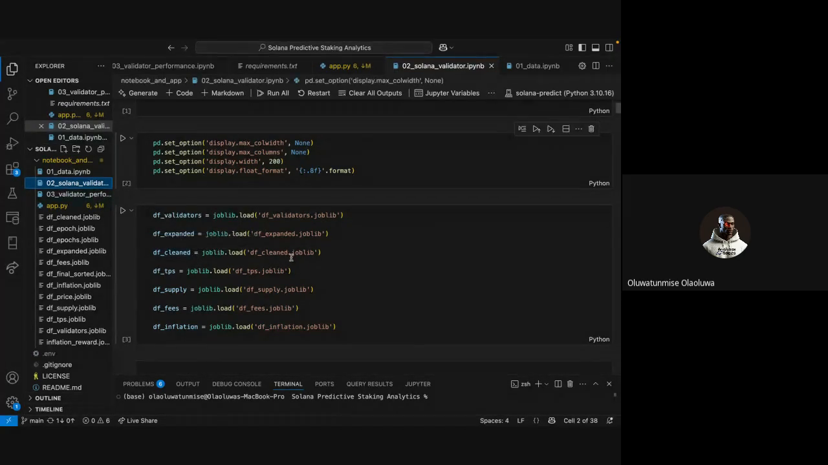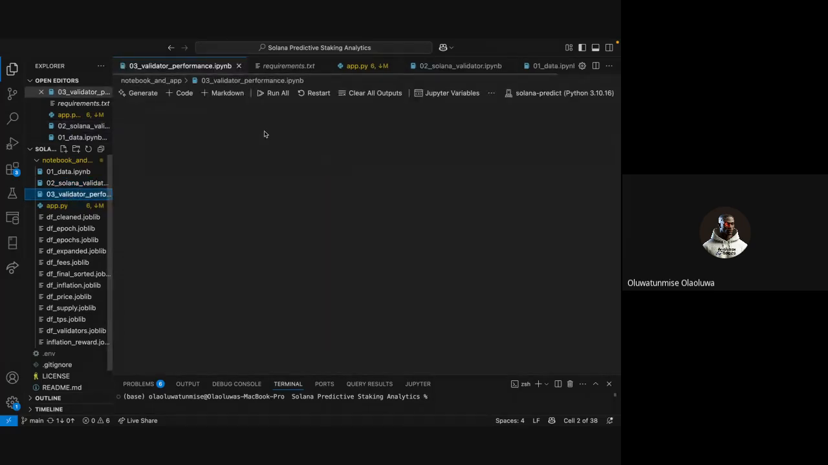This is a clean data. I also stored some other things there. This one is to track the transactions per second. This one is to track the supply of Solana token to validators. This one is to track the fees that the validators charge. This is to track the inflation rate, which is used to compute the reward rate.